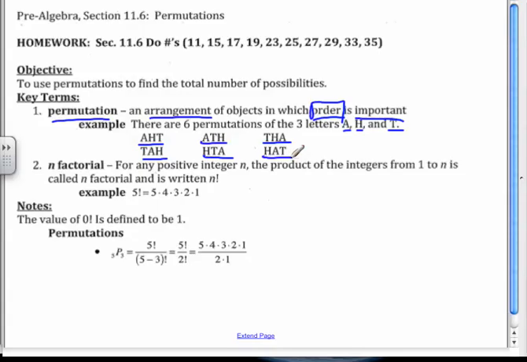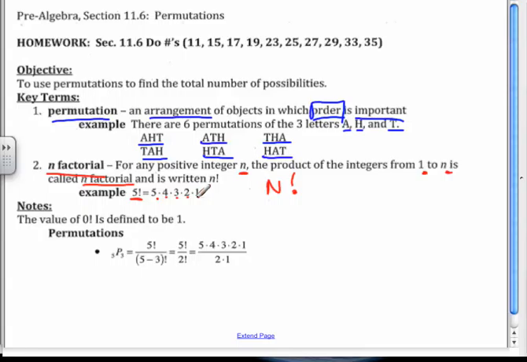All right, now guys, I want you to look at this. Let's talk about n factorial for a moment. For any positive integer n, the product of the integers from 1 up to n is called n factorial, and it's written as n with an exclamation point. It's not just an excited letter. It means something. So for instance, 5 factorial, 5 with the exclamation point, means 5 times 4 times 3 times 2 times 1. And that gives us a number. In fact, that would give us 120.